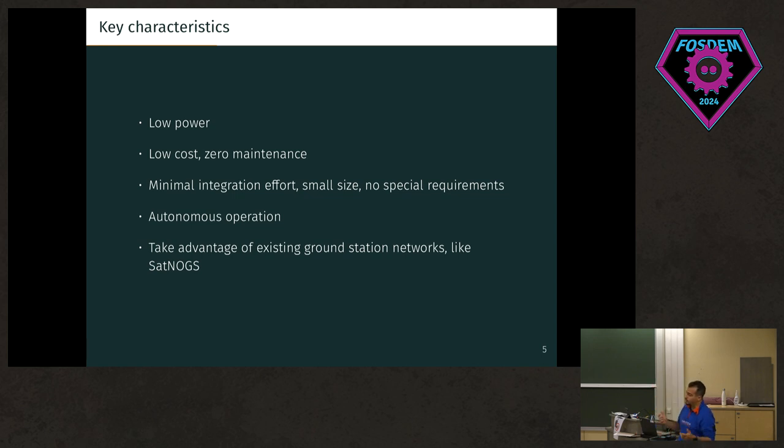Of course, all of the satellite operators, in order to integrate such a solution, want it to be as easy to integrate as possible. So that's why we miniaturized the beacon a lot, and in this form it is, for example, 3 times larger than required. I will talk about later why. As I said before, it can take advantage of existing ground station networks.